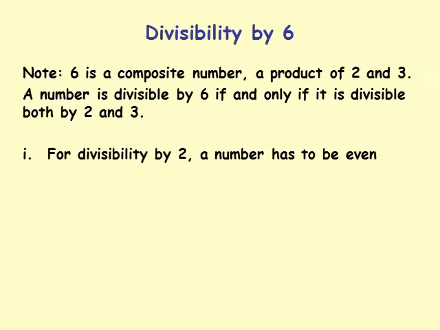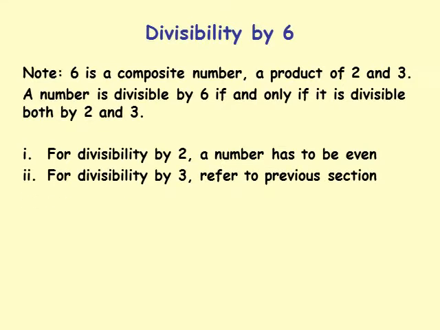Okay? Let's continue here. For divisibility by 2, a number has to be even. If a number is even, it's divisible by 2. If a number ends in 0, 2, 4, 6, or 8, it's divisible by 2. Let's continue. For divisibility by 3, refer to the previous section, which is we check the digit sum, and then whatever is left over, is that remainder divisible by 3.